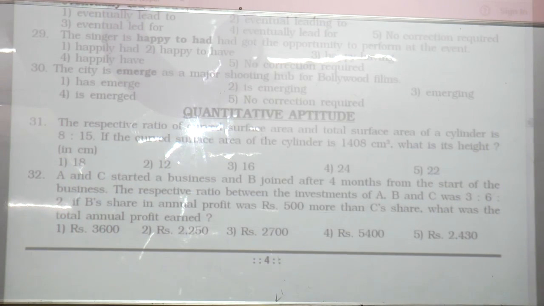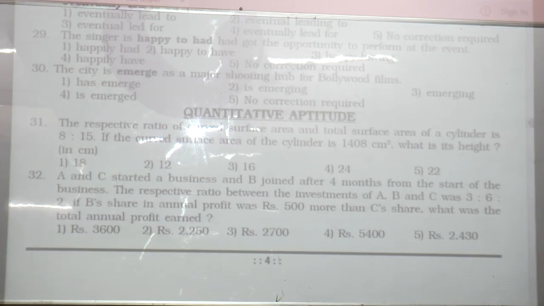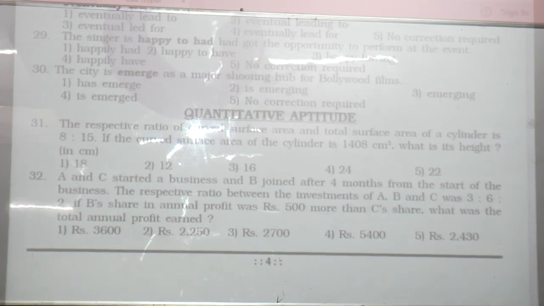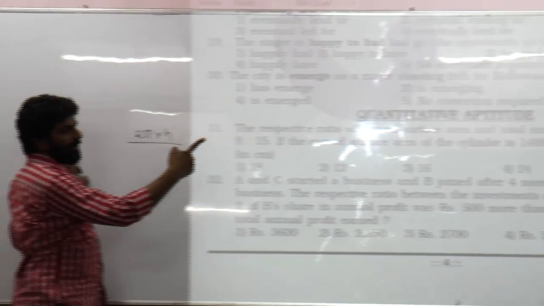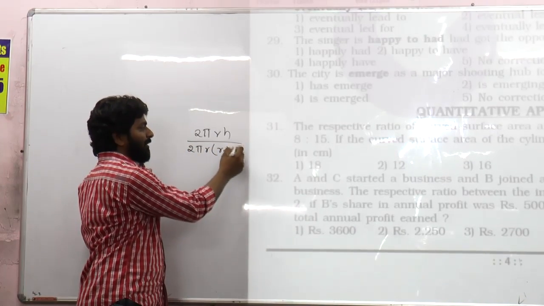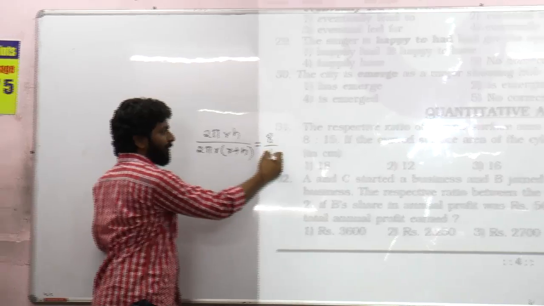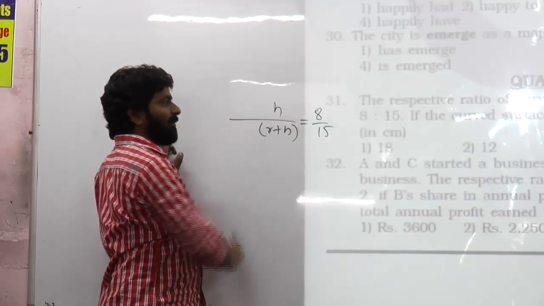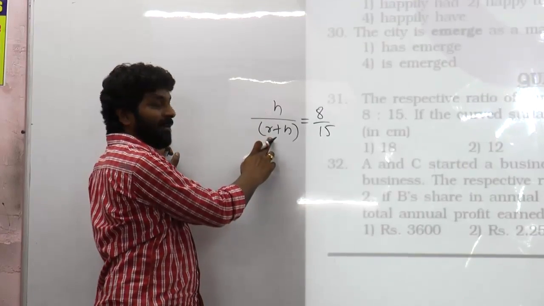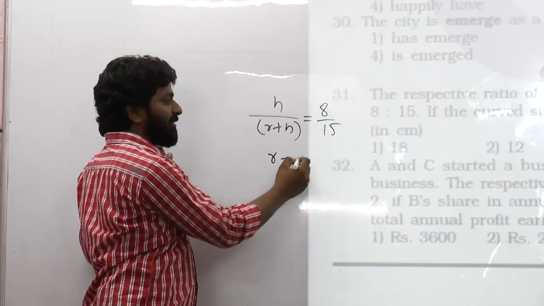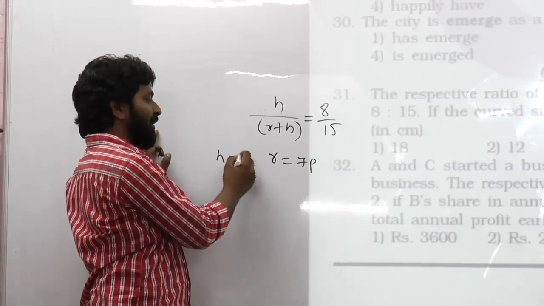Curved surface area together, that is 2 pi r h, and total surface area 2 pi r into r plus h. Ratio is given as 8:15, 8/15. So 2 pi r cancel. Height and then radius plus height. Ratio is 8:15, so radius will be 7 parts, height will be 8 parts.